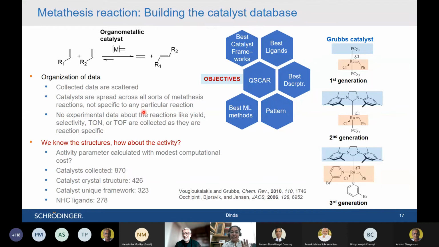Here the activity is not taken from experiment, but we are calculating it from the barrier calculation. For all these 870 molecules, I calculated the barrier, and that barrier is roughly proportional to the activity according to these references. So this result is also under progress.